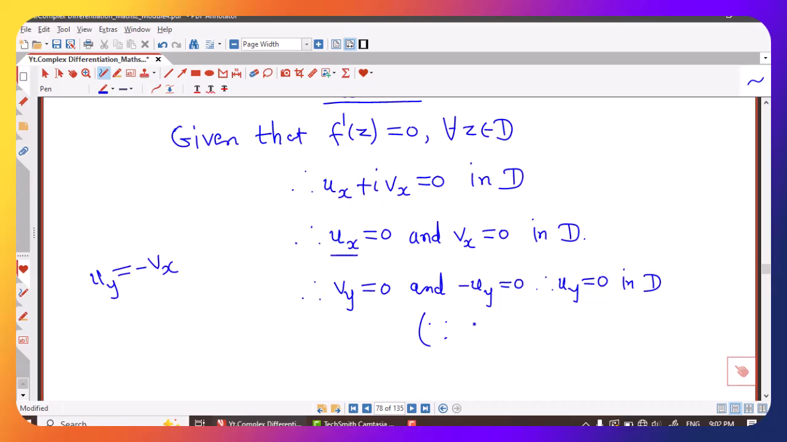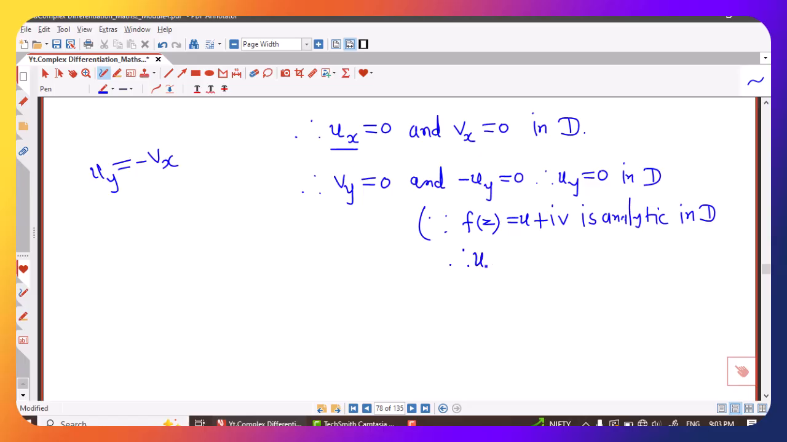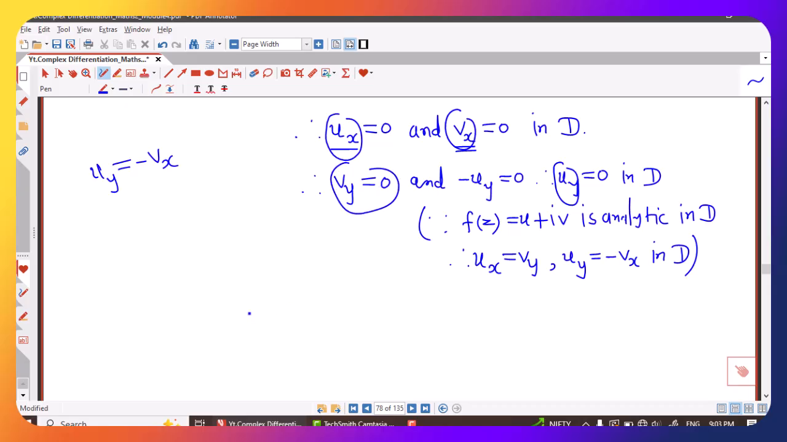Here we are using that f of z equal to u plus iv is analytic in domain D, and therefore it is differentiable in domain D. Therefore the CR equations are satisfied in domain D, so we can use ux equal to vy and uy equal to minus vx in domain D. Using that, we find that the first order partial derivatives of u and v are 0 at every point in domain D. Therefore we obtain ux equal to 0, uy equal to 0, del v by del x equal to 0, del v by del y equal to 0 in domain D.